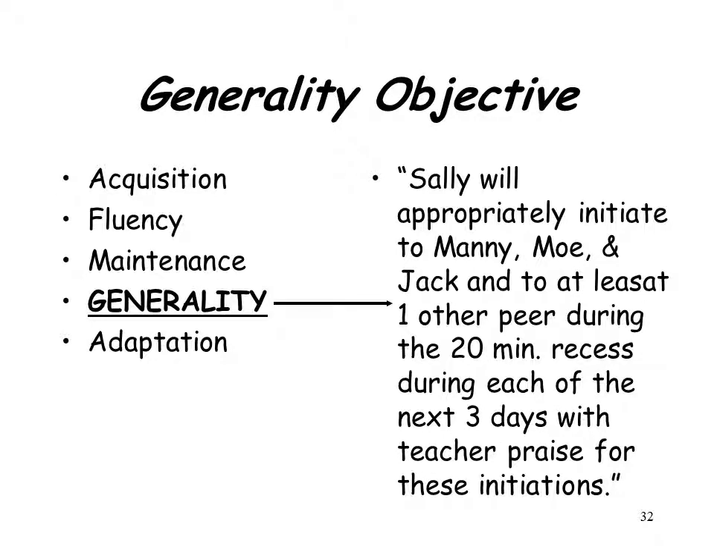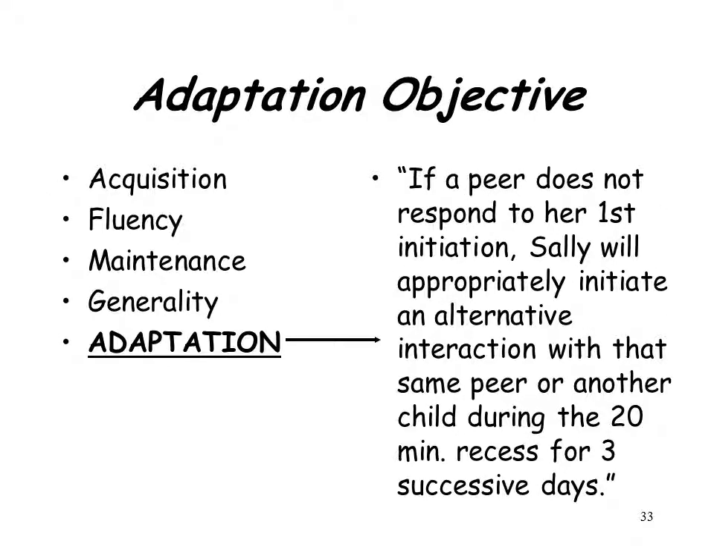Generality has to do with performing the skill in a situation or an environment other than that in which it was taught. And adaptation has to do with changing the skill or changing the way it's performed to meet differing demands in the environment. So each of these focuses on a different type of learning, and it's important to be familiar with each of them so that you can write an objective that's appropriate for your students.